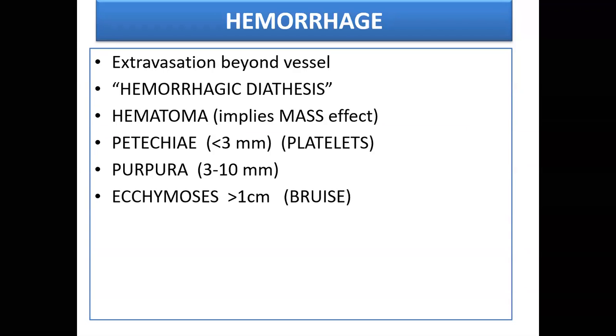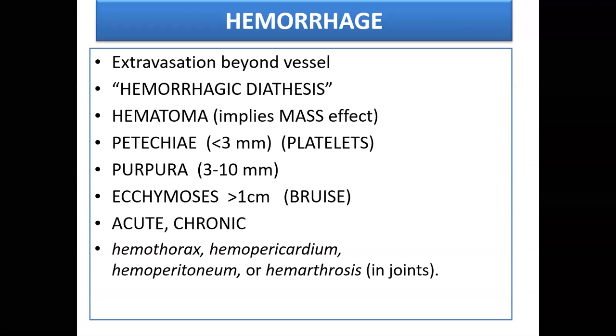The size is different. Petechiae are really small, like mosquito bites. Purpura are bigger, and ecchymosis are more than 1 centimeter. The bleeding can be acute and chronic, and it can be in the thorax, in the pericardium, in the peritoneum, in joints. And when it happens in respective places, we just add the word hemo.